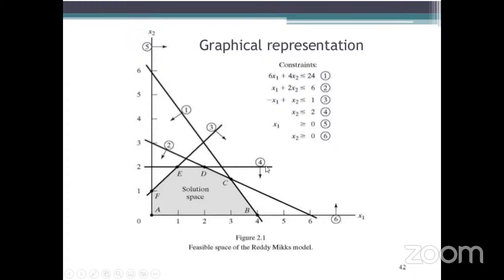The satisfying area of the fourth equation is also towards 0, because all the equations are less than or equal to equations. So all the conditions are towards 0. The feasible region is this one, the solution space. There are so many points here. A is the origin, B is the point with coordinates 4, 0, and C is an intersecting point that we need to find out. D and E are also intersecting points. F is not an intersecting point, its direct value is 0, 1.